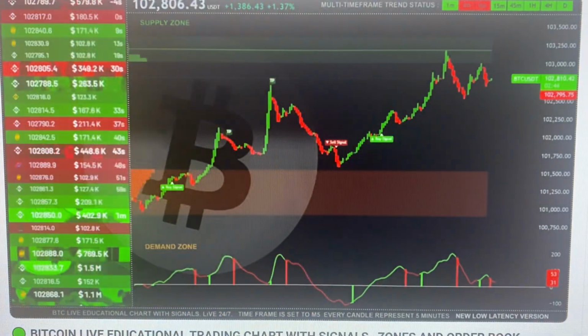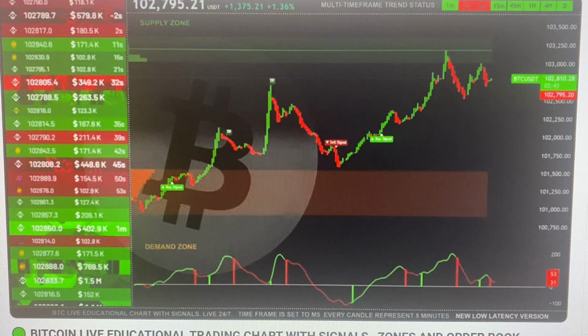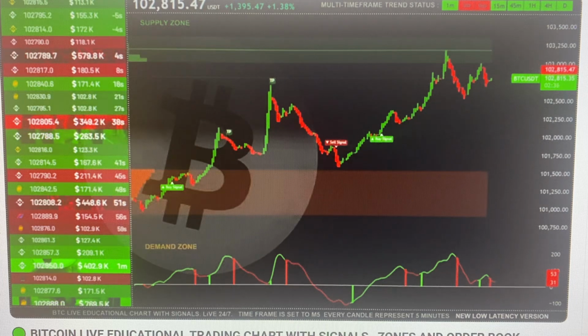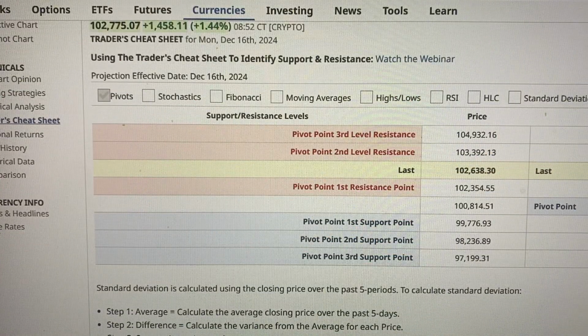My game is to be able to accumulate more precious metals and to accumulate more Bitcoin at better prices, and then engage in Momo swing again at the pivot points. So yeah, I cheat. Look, I use a trader's cheat sheet on Barchart. So that's how I roll.